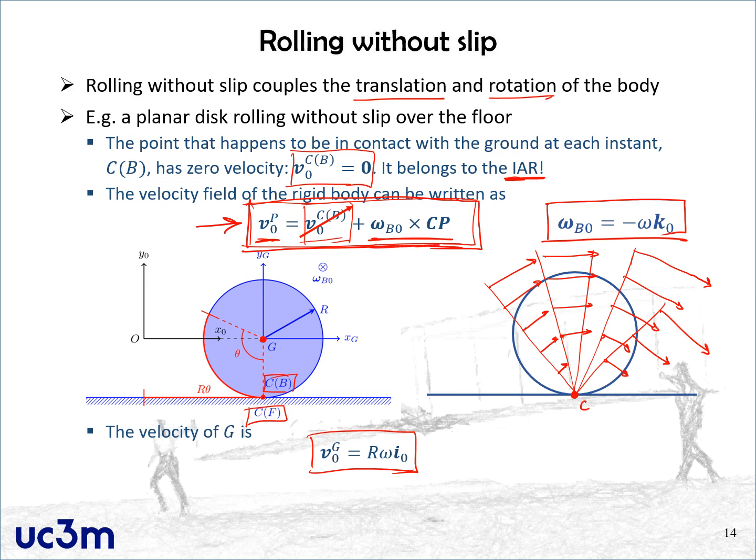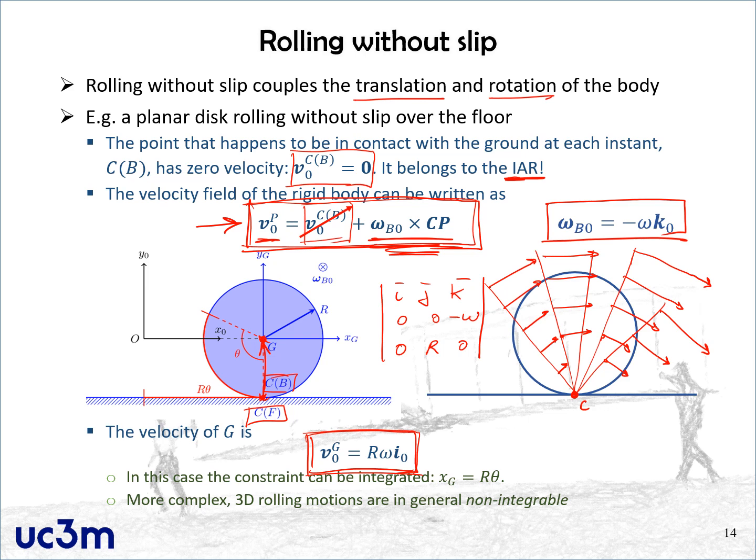Solving this cross product, which of course is very simple: the determinant of i, j, k; 0, 0, minus omega; and the vector CG, which is 0, r because it's the radius of the disk, this is the distance from C to G, and 0. If you take this determinant, in essence, this is what you find. This is the connection that exists between the horizontal velocity of the center of mass and the rotation of the disk.